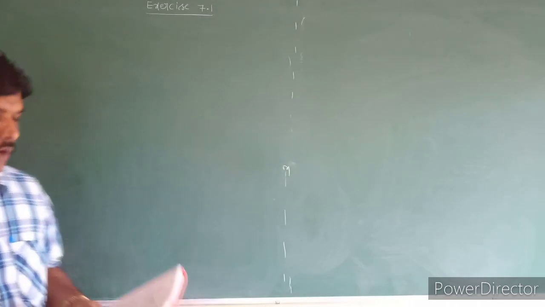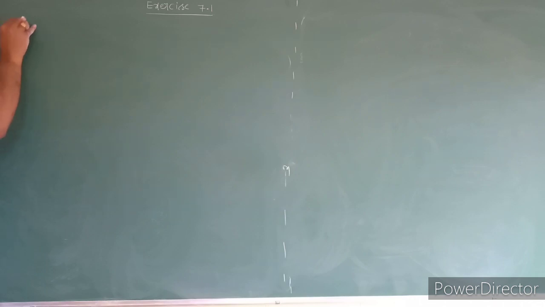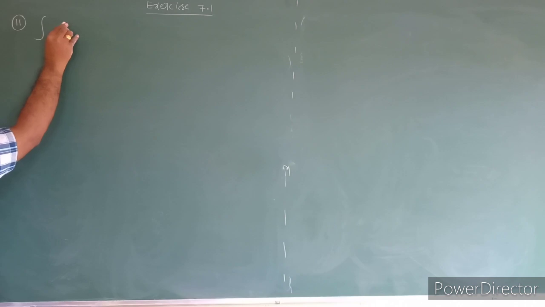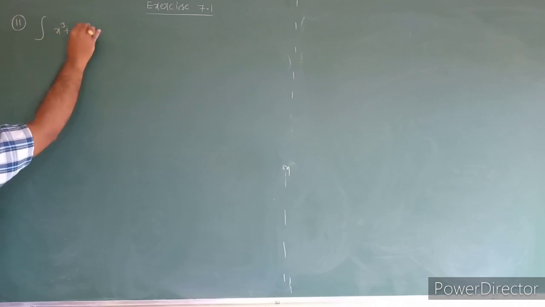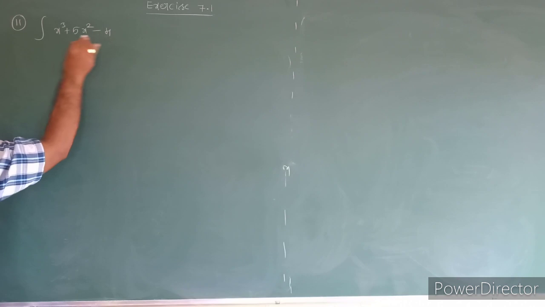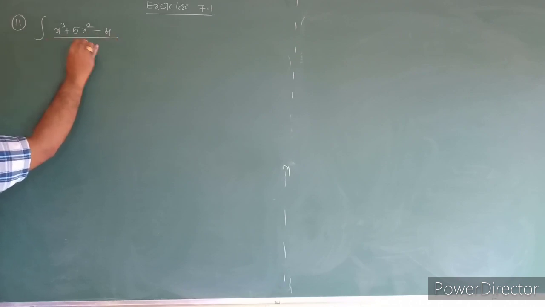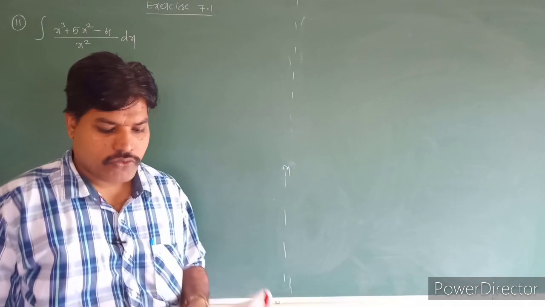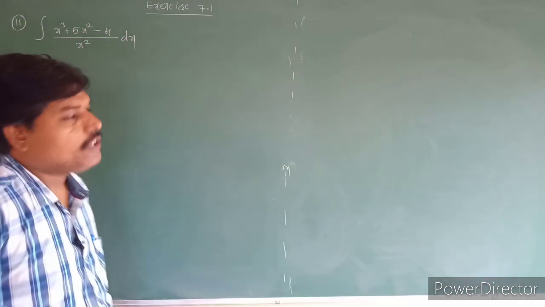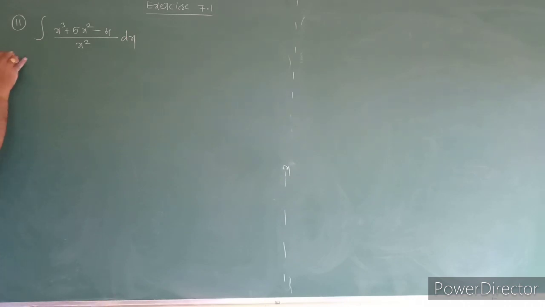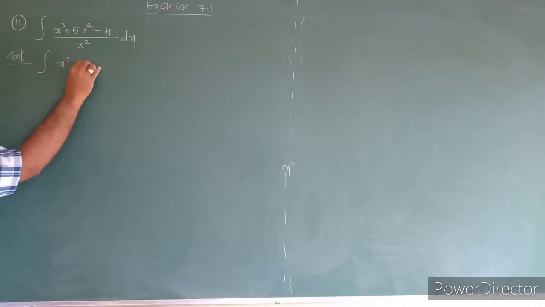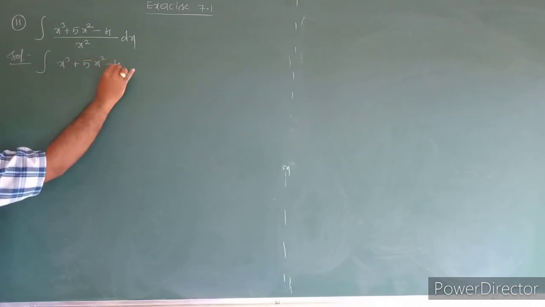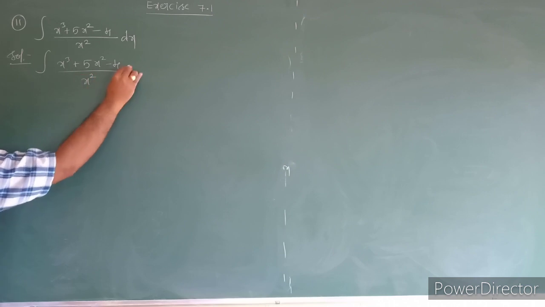See the question number 12. So what is question number 12? Integral of x cube plus 5x square minus 4 by x square into dx. See students, so what is the solution of this question? Integral of x cube plus 5x square minus 4 by x square into dx.